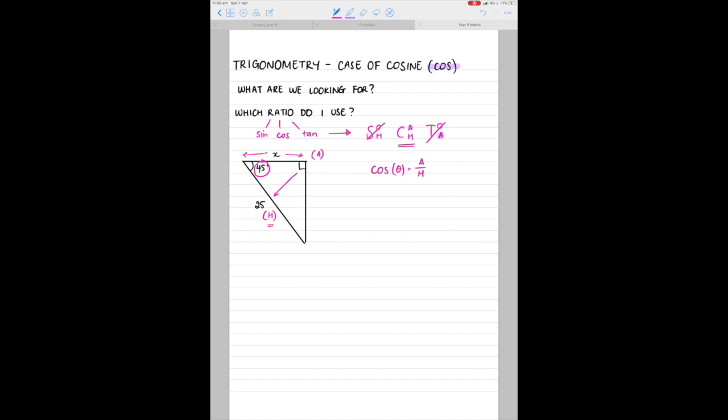So if we rewrite this using the values we've been given in the triangle, we've got cos of 45 degrees equals x, because our adjacent is unknown at the moment and that's what we're looking for, and our hypotenuse is 25.